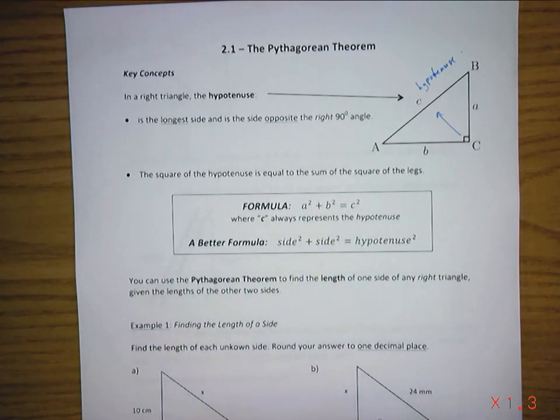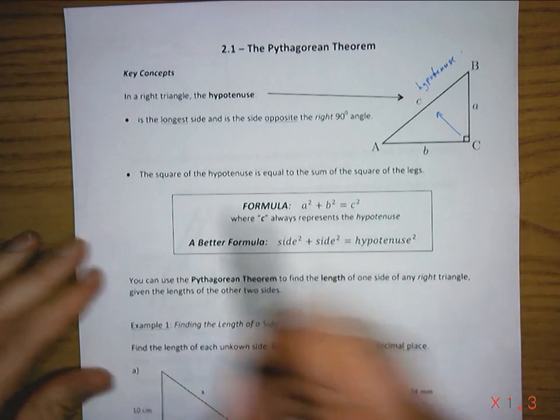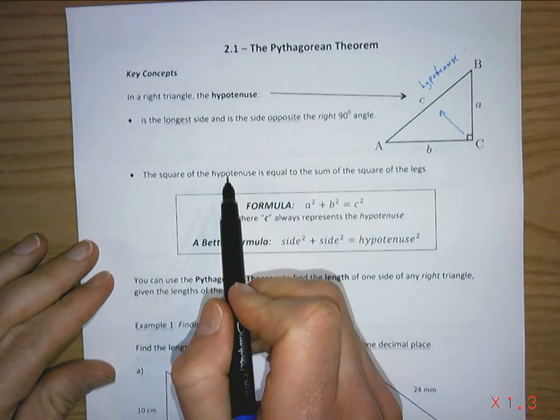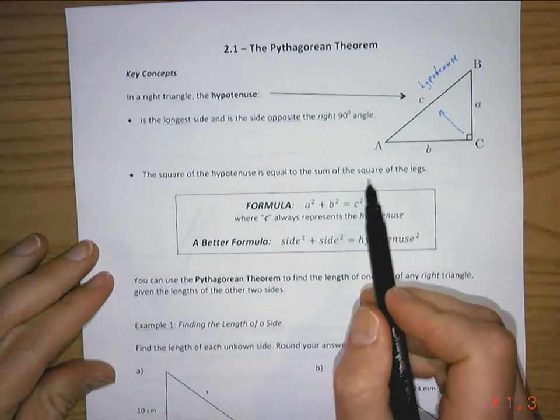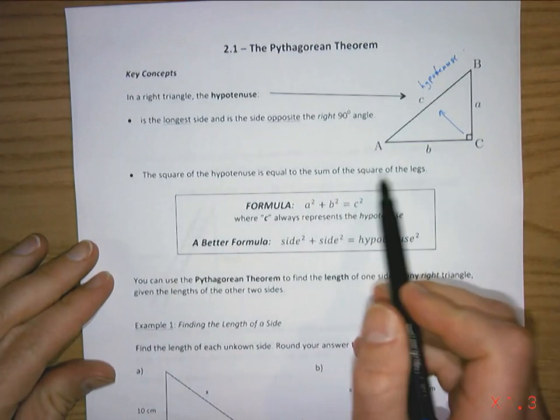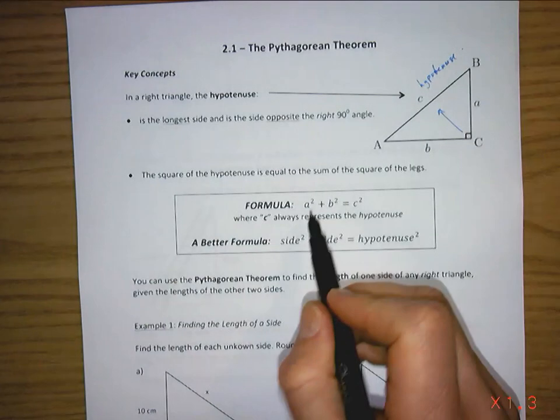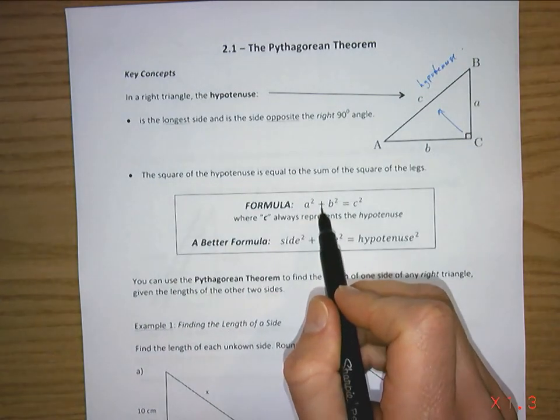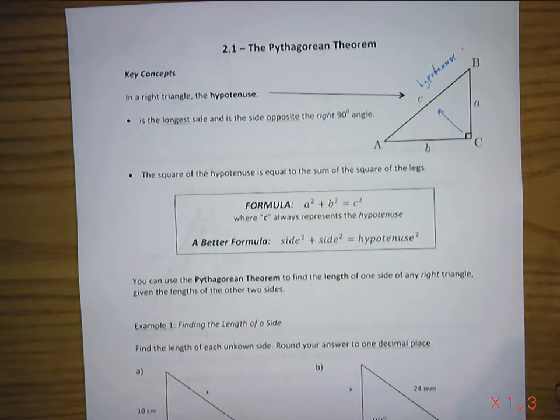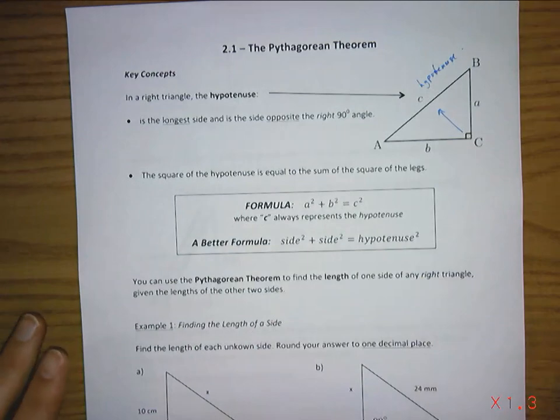Now, Pythagoras came up with a formula for the right angle triangles, and that was that the square of the hypotenuse is equal to the sum of the squares of the legs. And this is the way we look at it these days. We talk about a formula being a squared plus b squared equals c squared. The problem with that is that c must always be the hypotenuse, okay?